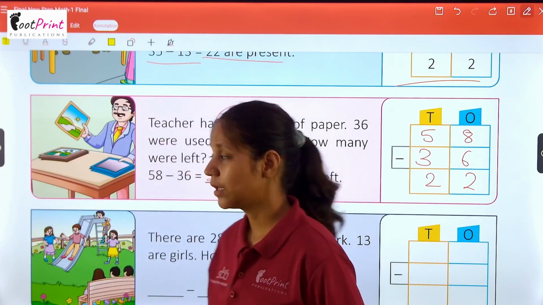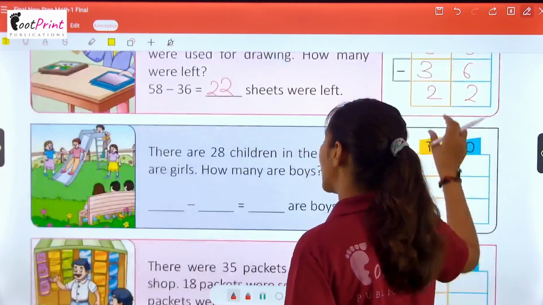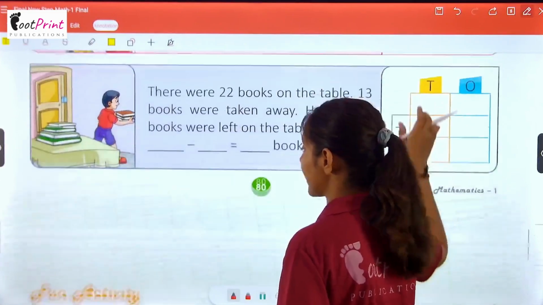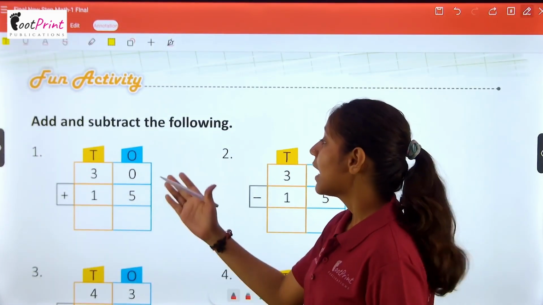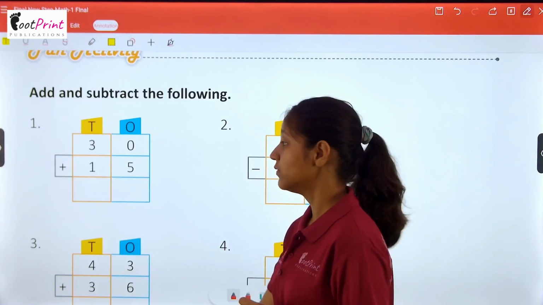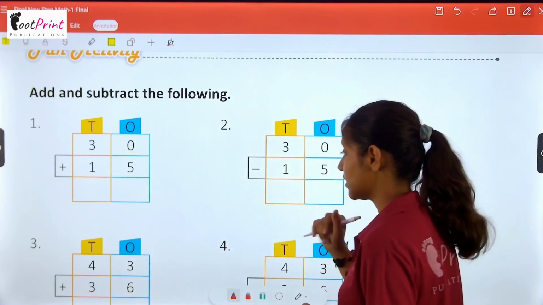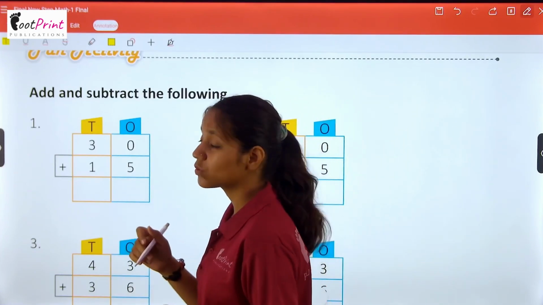Okay. Now, as I did here, you have to complete this word problem exercise by yourself. Now we have the fun activity portion. Add and subtract the following. So, the first question is for addition and the second one is for subtraction. So, let's do the addition.